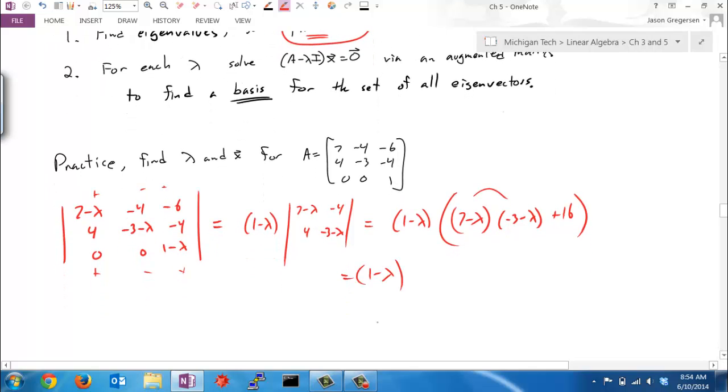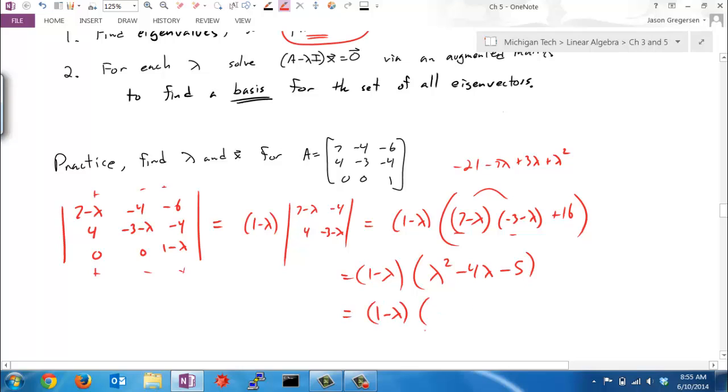So I got 1 minus lambda. I do the multiplication here. I'm going to get negative 21 minus 7 lambda plus 3 lambda plus lambda squared. I'll add the 16 to that. I'll reorganize. I'll get lambda squared minus 4 lambda minus 5.